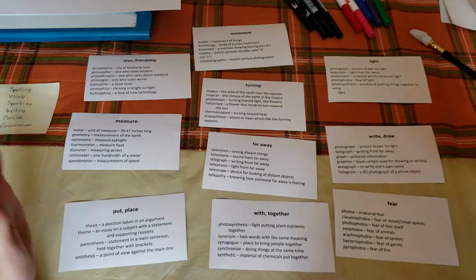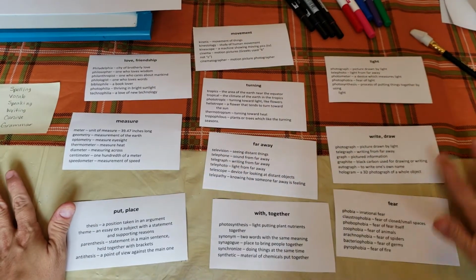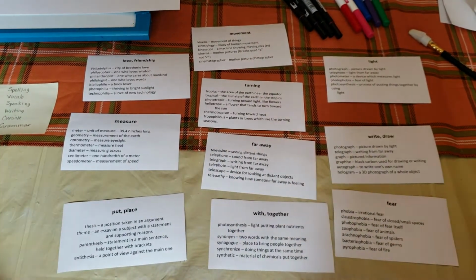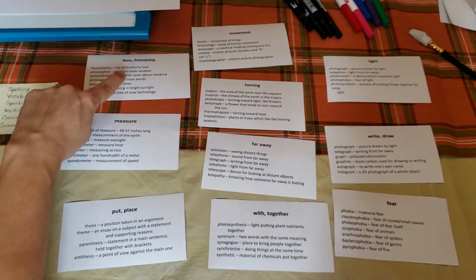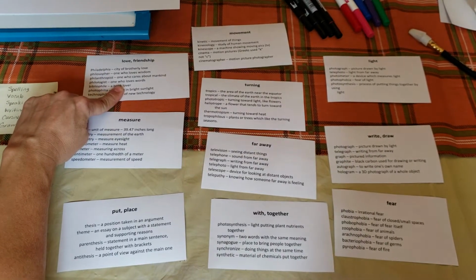Kids, when we do this in class, we've got big cards and we're going to turn these over one at a time. I'm going to point to one and you pause it and see if you can guess what's on the other side. All right, we're going to start here with love, friendship. Do you know what's on the other side?